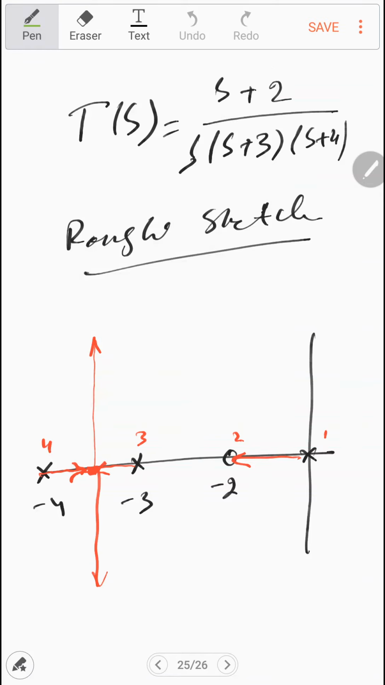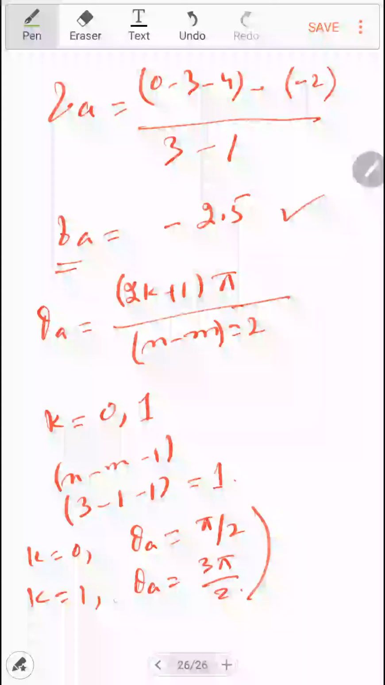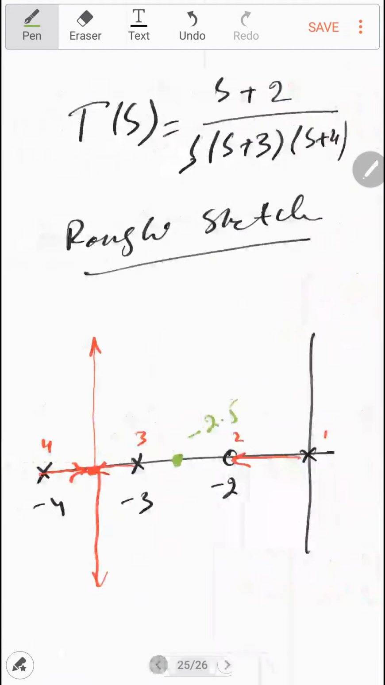So how will we draw the correct one? We will use the green color for the correction. So what is the point of intersection? That is minus 2.5. So at this location, minus 2.5, the asymptote, which is a straight line, will rise. And what is the angle? The first angle is what? Pi by 2, and the second one is 3 pi by 2.